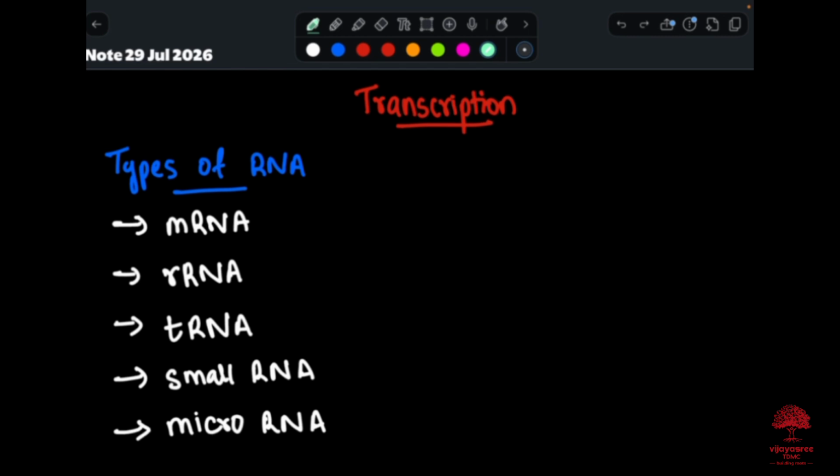Then we have tRNA or transfer RNA. They constitute about 15% of the total RNA and again are very stable RNA. Then we have the small RNA. The further subgroups of the small RNA are the snRNA or small nuclear RNAs. Last, we have microRNA, which alters the function of mRNA.